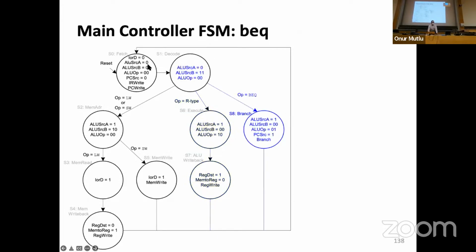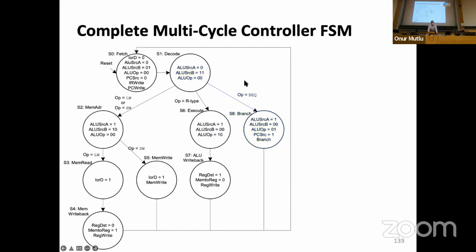Branch equal, we covered. So you can see that if the opcode is branch equal, you execute everything in one cycle over here, and then you go to the next fetch state over here. And this is the complete FSM. It doesn't include jump. So assume that you have this finite state machine, and now you want to add some more functionality. You want to add some more instructions.